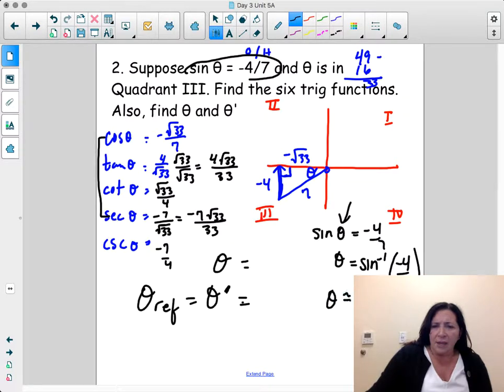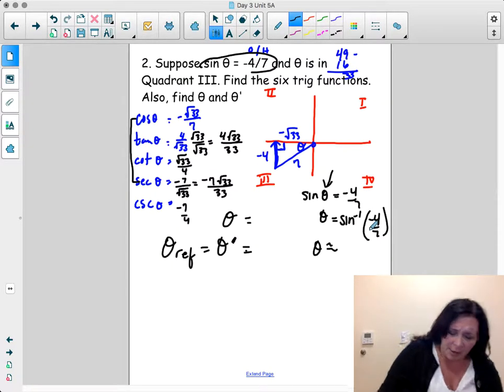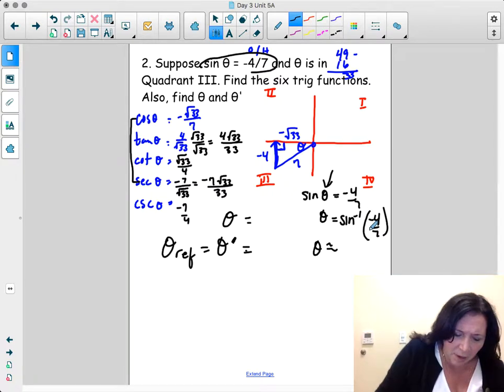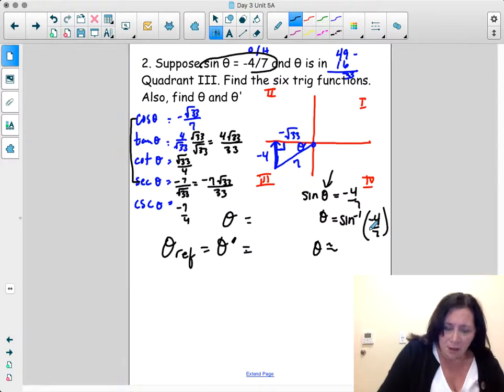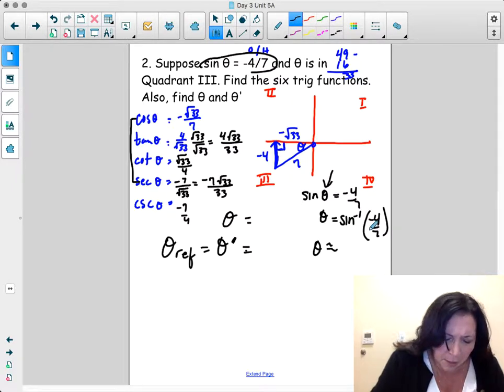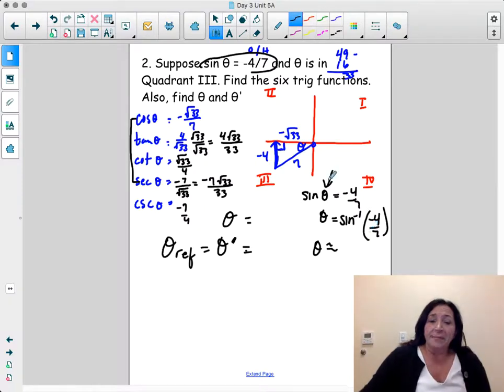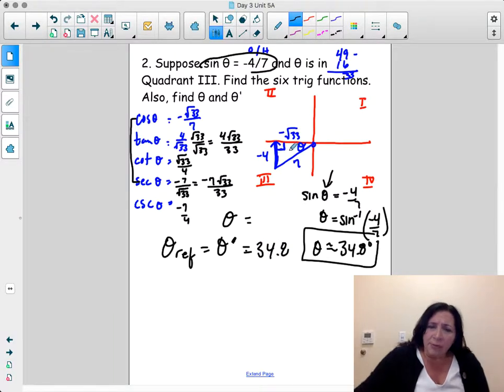So theta is about, and I'm not sure what that is without a calculator, so that's what I'm going to do. Trig function, arc sine of negative 4 divided by 7. And I got 34.8. So I'm going to go with 35 degrees. Well, 34.8. So we get 34.8 degrees. Now, that's my reference angle, 34.8. Because keep in mind, here you are down here is 34.8 degrees.